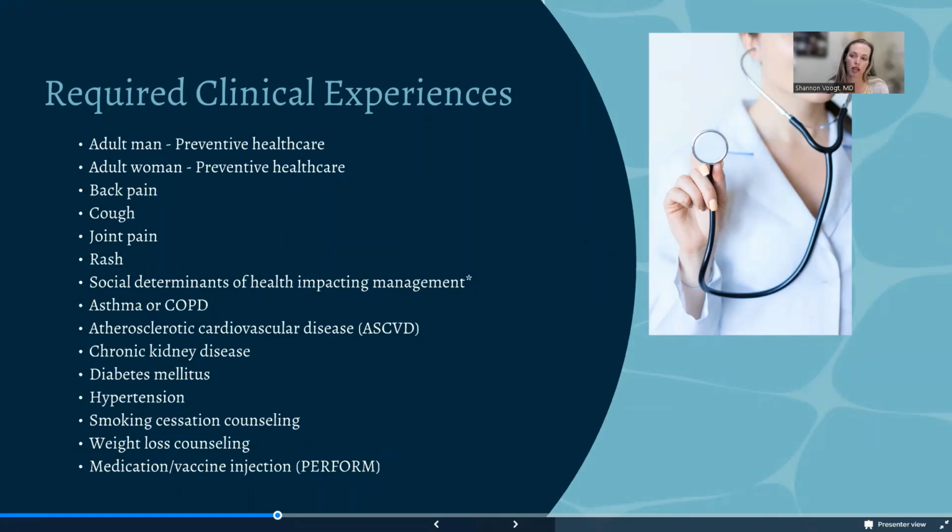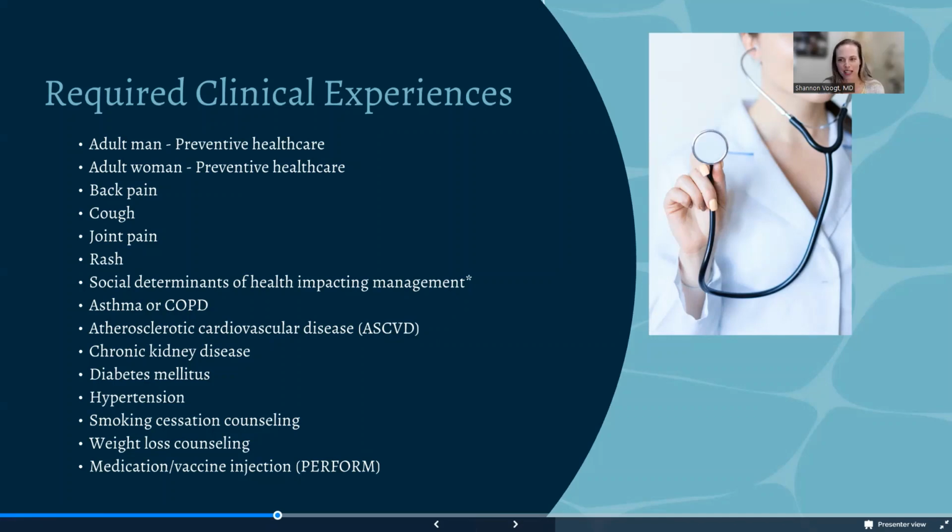So preventive healthcare means the patient was there for a preventive healthcare visit. This can't just be that you're incorporating it into everything else, but as we all know, there are specific guidelines for preventive healthcare if you're doing mostly that at the visit. So we want them to practice that.